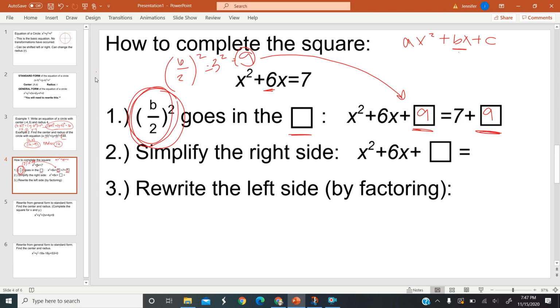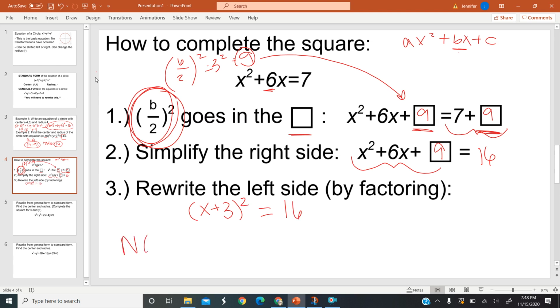So we have x squared plus 6x plus 9. And then on the right-hand side, we have 7 plus 9. So we're going to simplify that just by adding those two numbers together. So 7 plus 9 is going to give us 16. And then you want to rewrite the left-hand side. So we have x squared plus 6x plus 9, and we want to factor that. So x squared plus 6x plus 9 is going to factor to x plus 3 times x plus 3. So that's just x plus 3 squared, and it would equal 16.